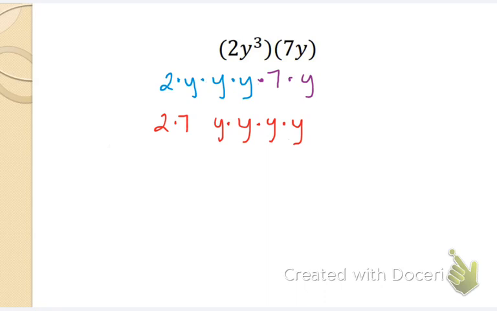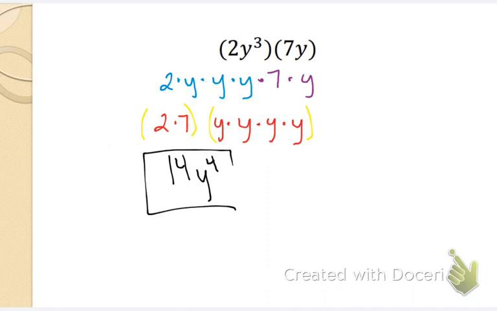Then comes the associative property. Associative property means now that you move them around, group them. Put them in groups. That way you can simplify. So I'm going to perform the operation between those two, which is multiplication. So 2 times 7 is 14. And then we have y multiplied 4 different times, and that is y to the 4th. That is my simplified answer.